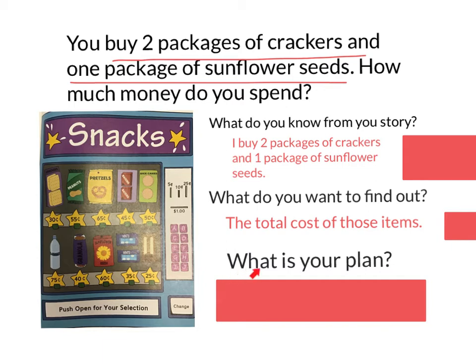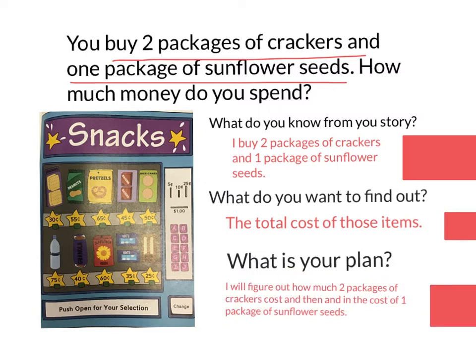So now I need to figure out a plan. What is your plan? Well, I'm going to figure out how much 2 packages of crackers cost and then add in the cost of 1 package of sunflower seeds. That's how I'm going to solve this problem. So let's go ahead and get started. But the problem asks me to find 2 packages.